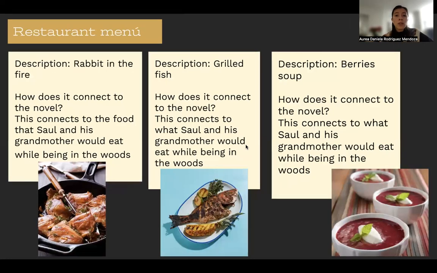Finally, the restaurant is going to have three main dishes, and these three connect to what Saul and his grandmother would eat while they were secluded in the woods.